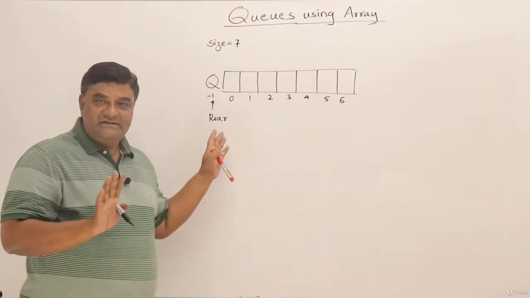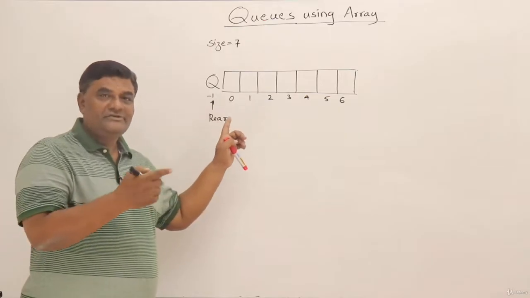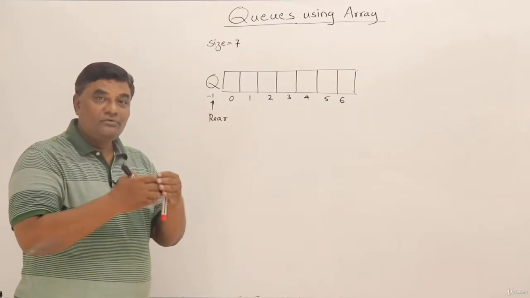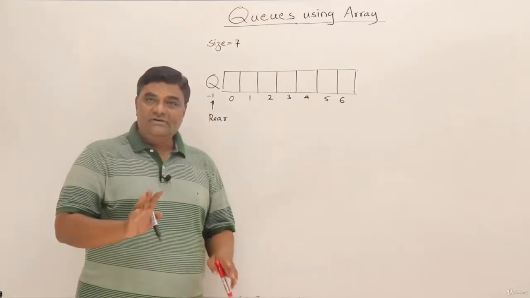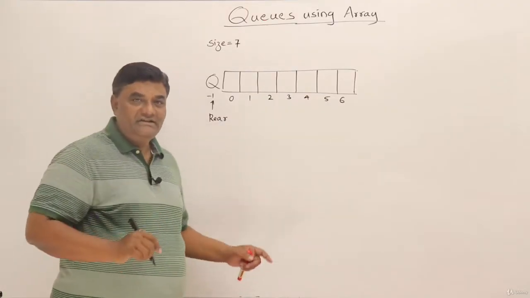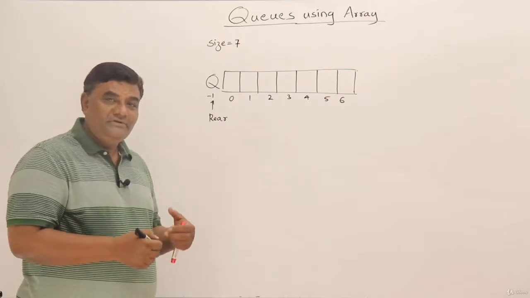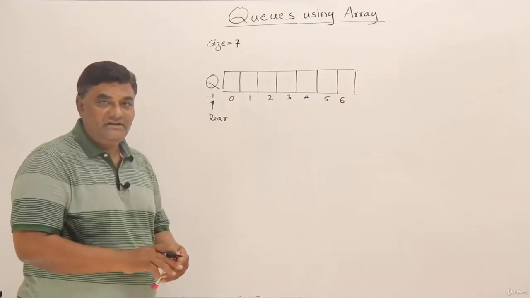-1 is not an index in array. Indices start from 0 onwards. So it is standing before that location, that is before first location. So I don't have two pointers here. I have just one single pointer, that is rear. Let us see what happens when I try to insert and delete just using rear.